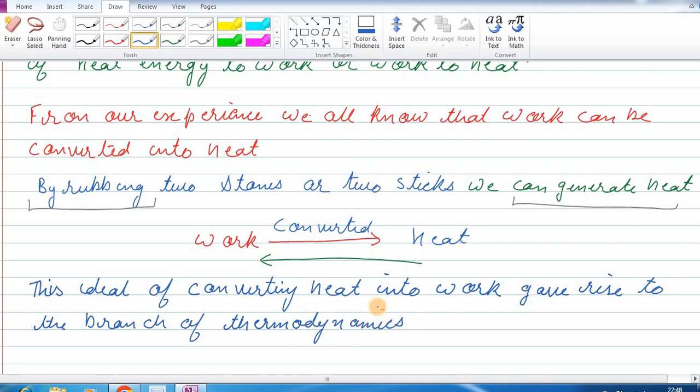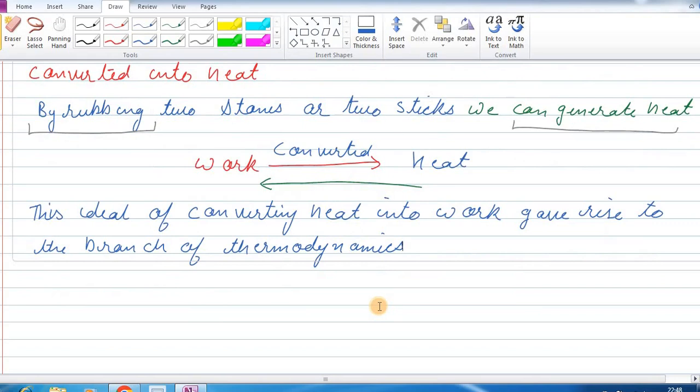But this creation of thermodynamics is not a matter of 1 or 2 days. Rather, we have covered a long journey. We have developed a few laws regarding this conversion of heat into work or work into heat. By using thermodynamics, now we are using it in heat engines, which are created just by the branch of thermodynamics.